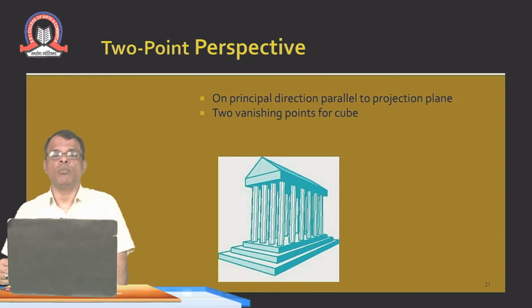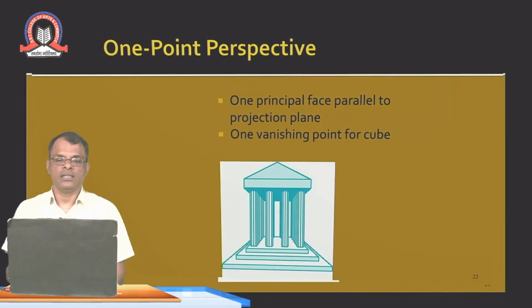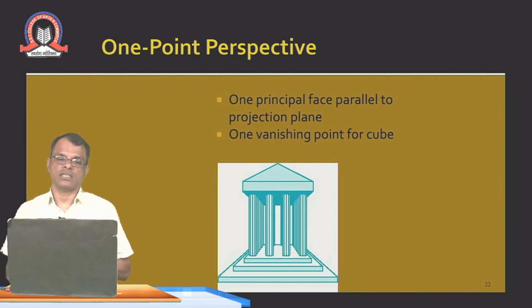Here it is 2-point perspective. From 2 converging points, the lines will be drawn. Where they intersect, the image will form. One principal direction parallel to the projection plane, 2 vanishing points for a cube. So we have to consider 2 vanishing points, and then this is the last one. Here only 1 vanishing point is considered. It is behind the object. This is 1-point perspective, so that's the reason we can see the view like this. 1 principal face parallel to the projection plane and 1 vanishing point for a cube.